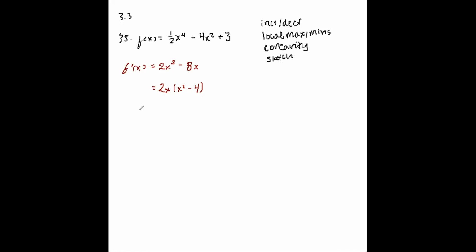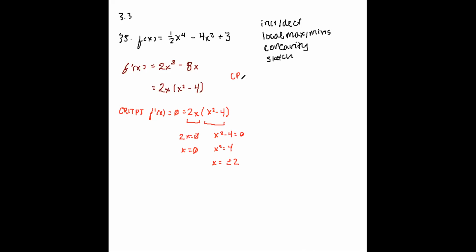So to find a critical point, we're going to set f prime of x equal to 0, which is equal to 2x times x squared minus 4. If 2x times x squared minus 4 is equal to 0, that means that 2x must be equal to 0, or x squared minus 4 must be equal to 0. So if 2x equals 0, then x equals 0. And if x squared minus 4 equals 0, then x squared is equal to 4, and x is equal to plus or minus 2. So we have our critical points here.